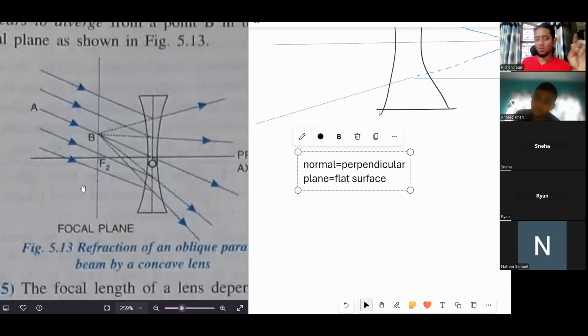They will diverge, but they will appear to diverge from a point on the second focal plane. Are you understanding? What if they were parallel to the principal axis? They won't meet, they will appear to diverge from the second focal point. Now they're appearing to diverge from where? Not the second focal point, but from the second focal plane. Instead of a point, a plane. If they're parallel to the principal axis, you say focal point. If they're parallel to each other, then you will say focal plane.